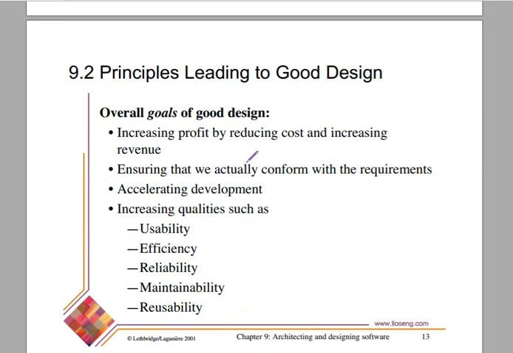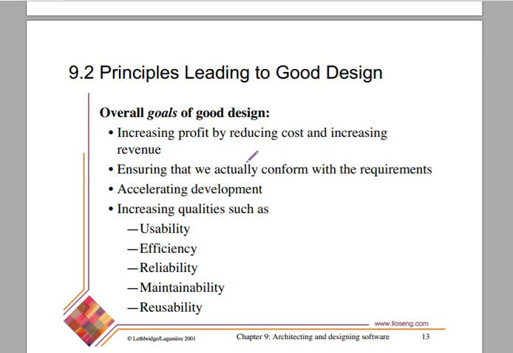What are the main principles or guidelines so that you will have a good design? First of all, every organization wants to earn profit, especially a private one. So what is the overall goal of good design? Obviously, you want to earn money, so you should increase your profit. Increasing the profit means reducing the cost or increasing the revenue. For most organizations, this is the central objective.